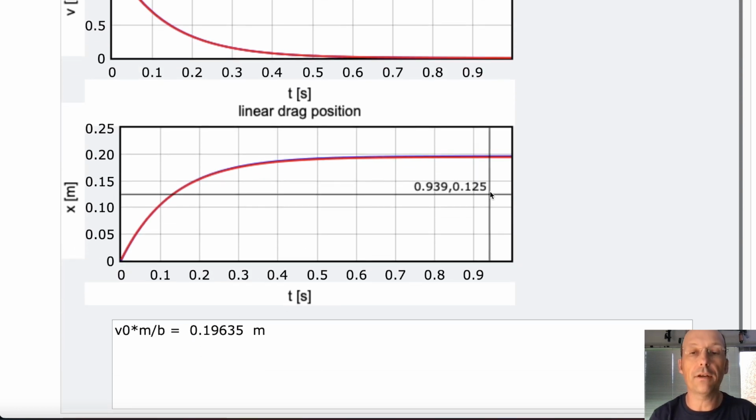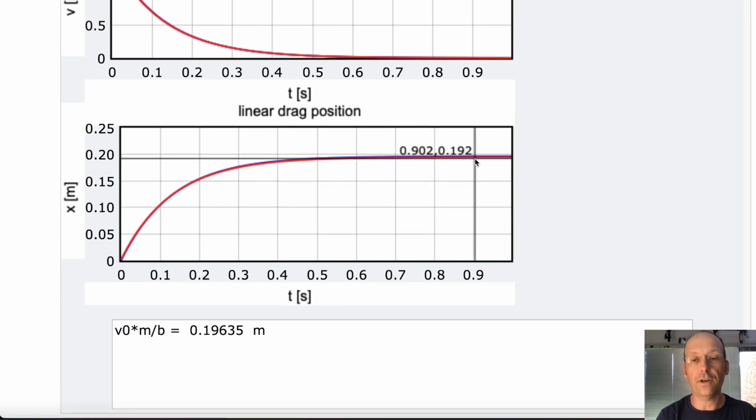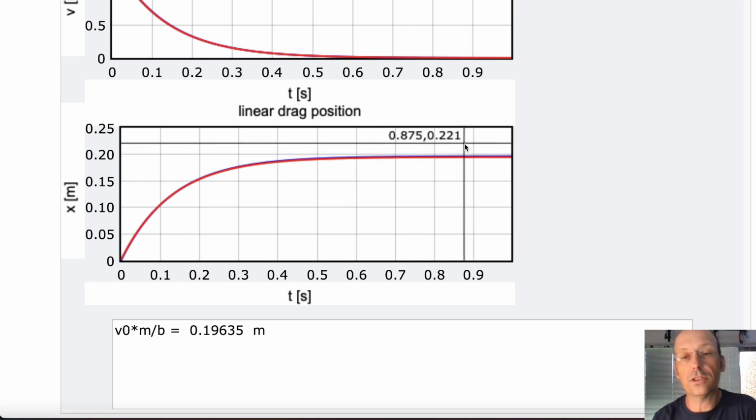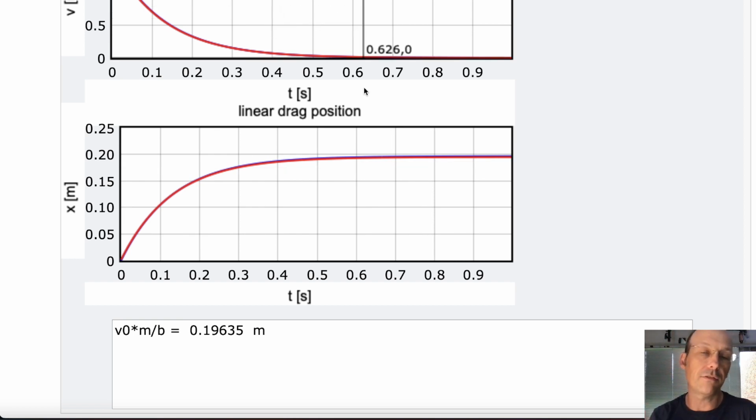Oh no, that is right. I'm sorry, I was reading the x value. So this says 0.195, 0.196. It's pretty good. Okay, so that is the asymptotic position right here. The velocity is 0. That's easy to do. Okay, so that's motion with linear drag in one dimension.